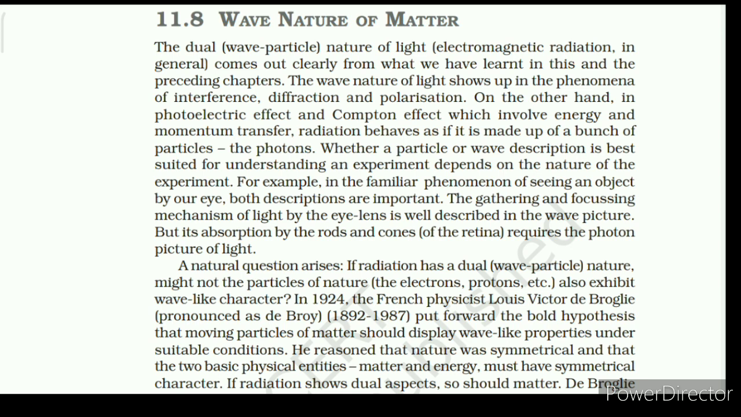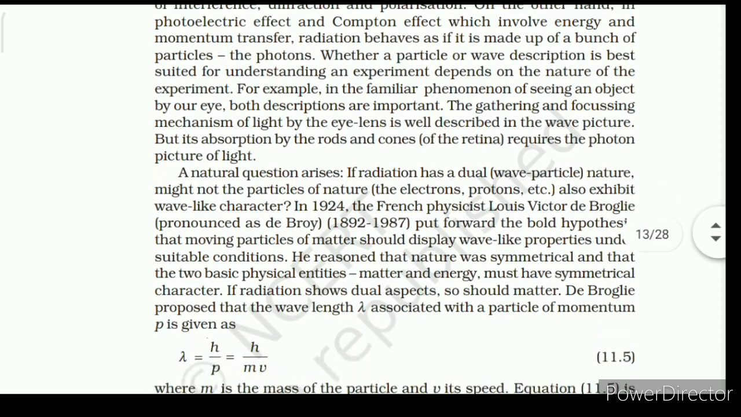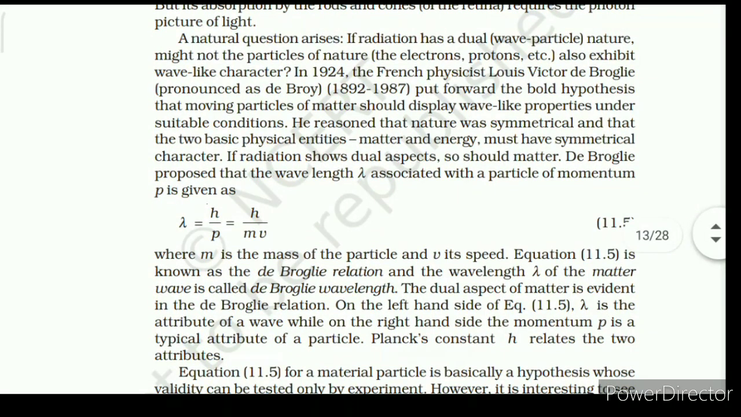For a photon, as we have seen, p = h nu/c. Therefore, h/p = c/nu = lambda. That is, the de Broglie wavelength of a photon given by equation 11.5 equals the wavelength of electromagnetic radiation for which the photon is a quantum of energy and momentum. Clearly, from equation 11.5, lambda is smaller for a heavier particle or more energetic particle.